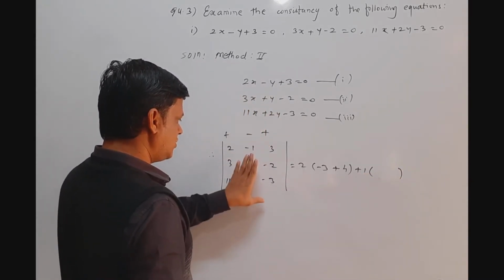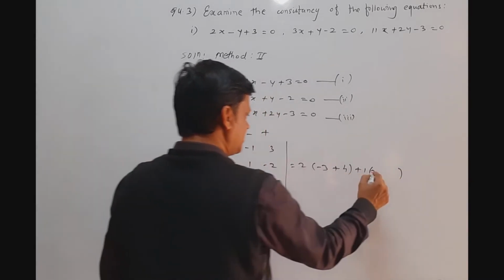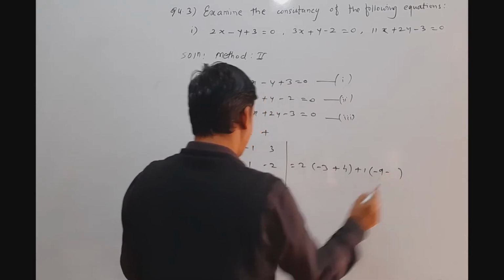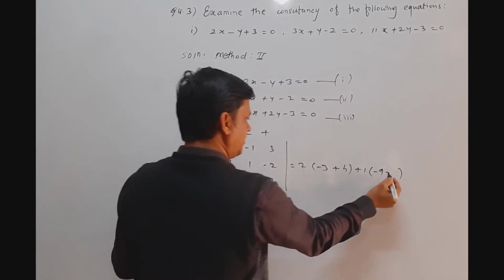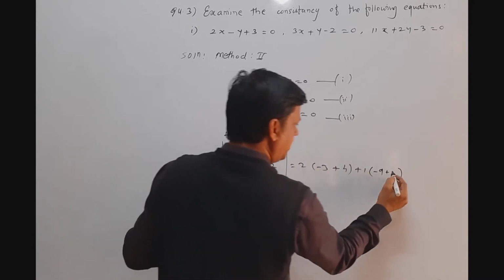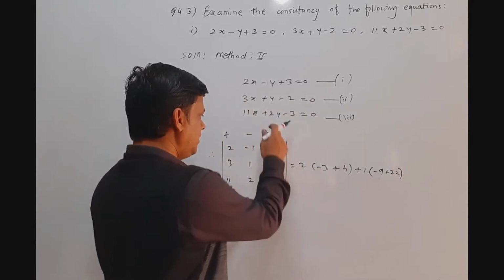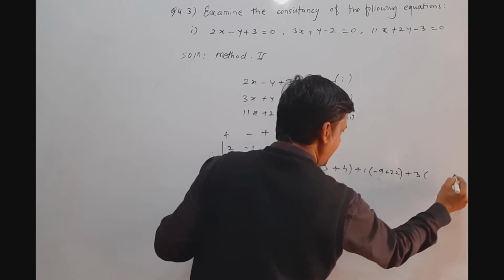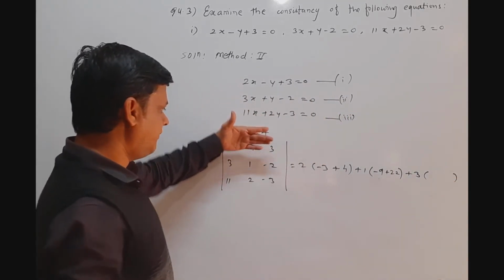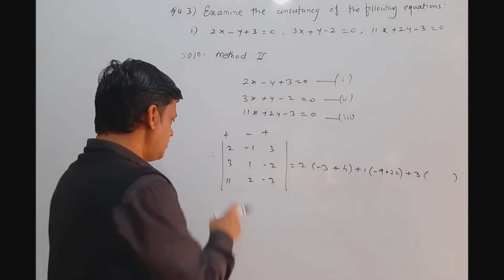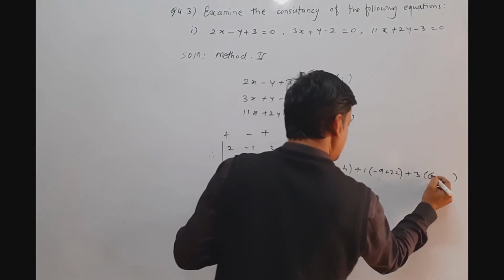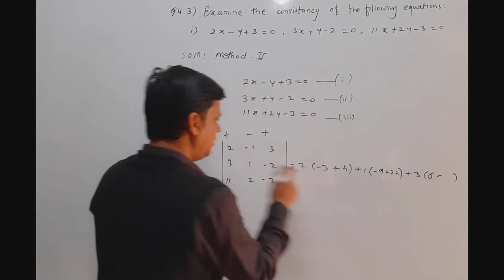We skip first row, second column. 3 into minus 3 is minus 9, minus this minus sign, minus minus gets plus, 11 into 2 is 22, then plus 3 in bracket. We write here, we skip first row, third column. So 3 into 2 is 6, 6 minus 11 into 1 is 11.